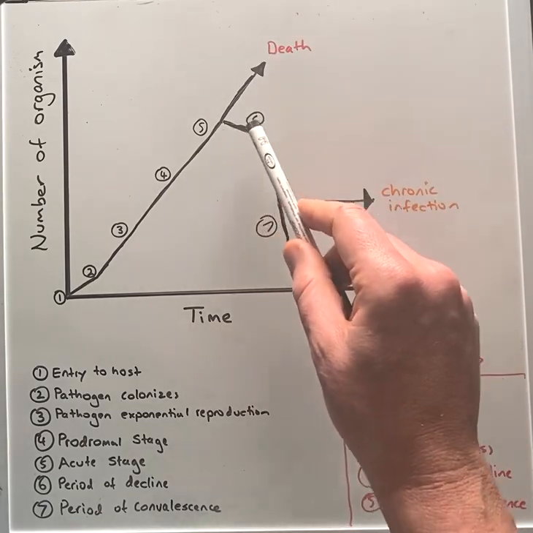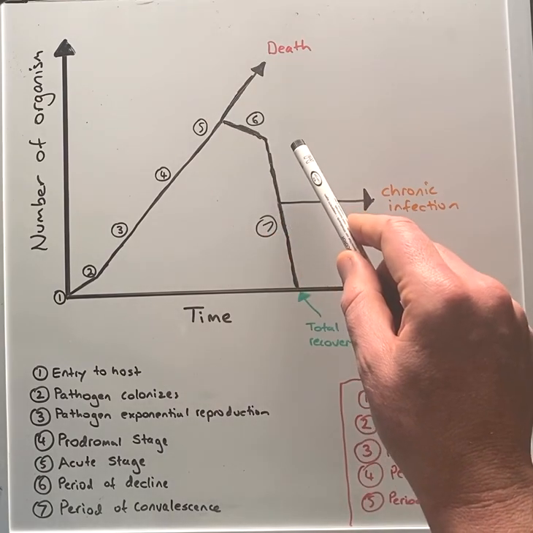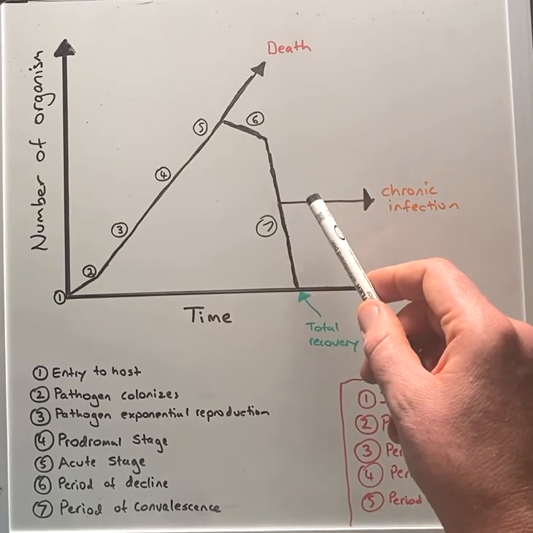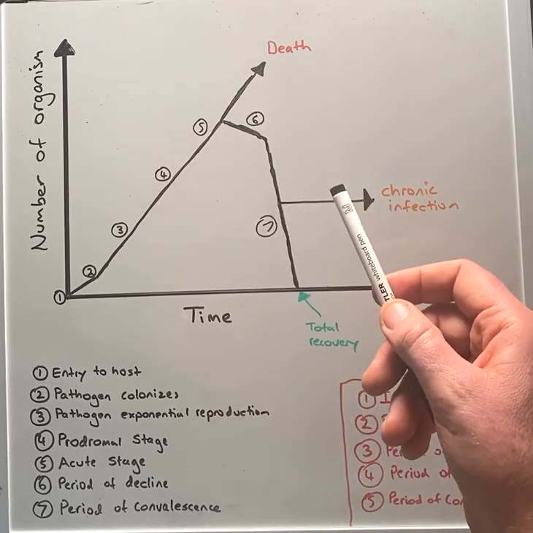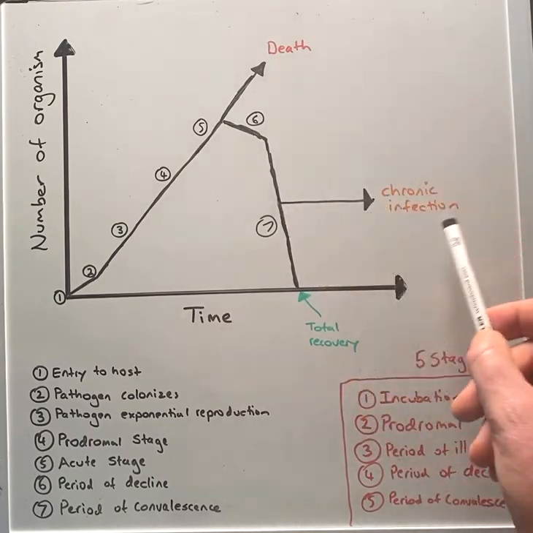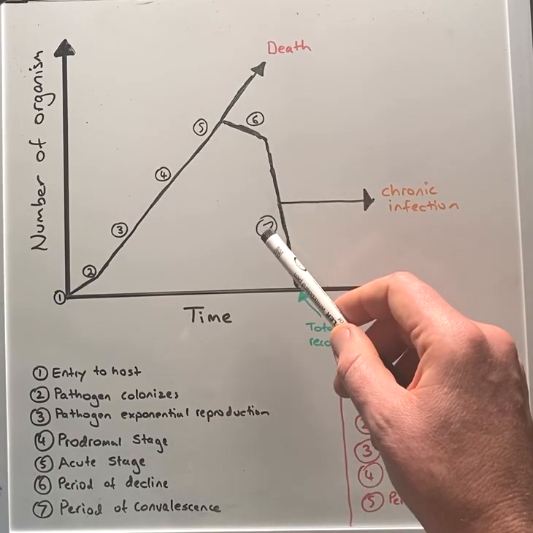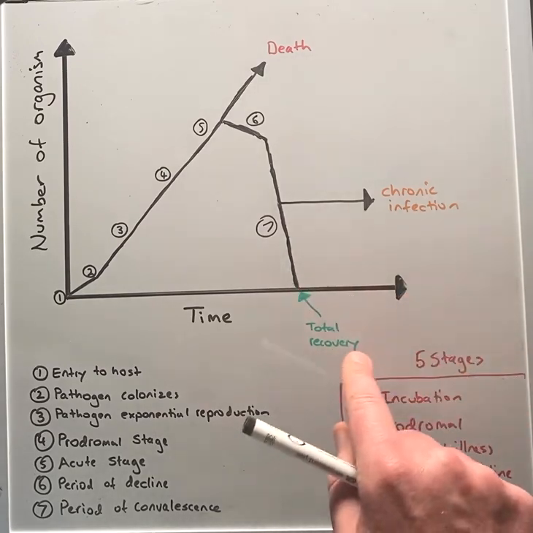In step 6, the number of pathogens in the body will start decreasing and the signs and symptoms will begin to decline. However, during the period of decline, the host is susceptible to secondary infection and ongoing injury, which can manifest as a chronic infection. Finally, step 7, the period of convalescence. The host generally will return to normal and make a full recovery.